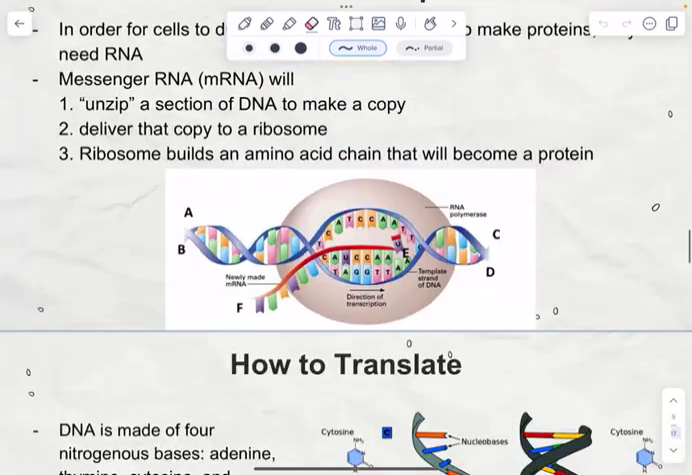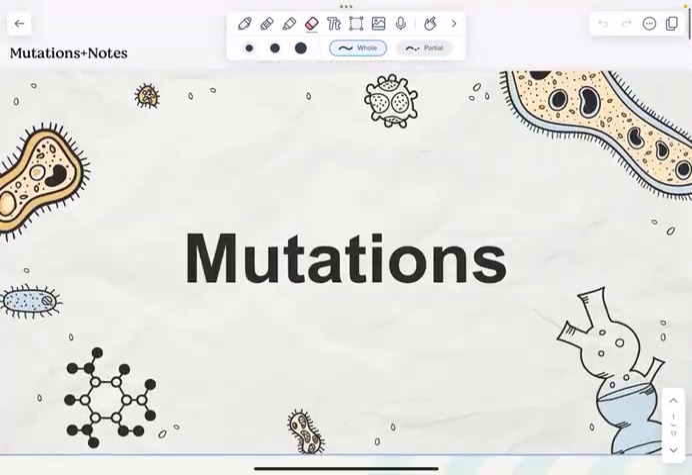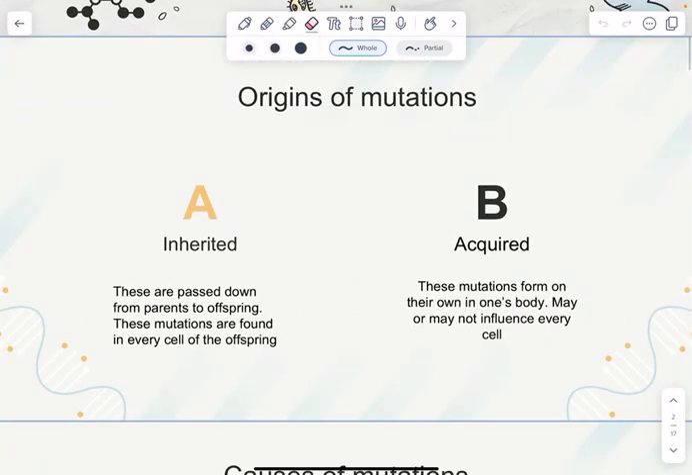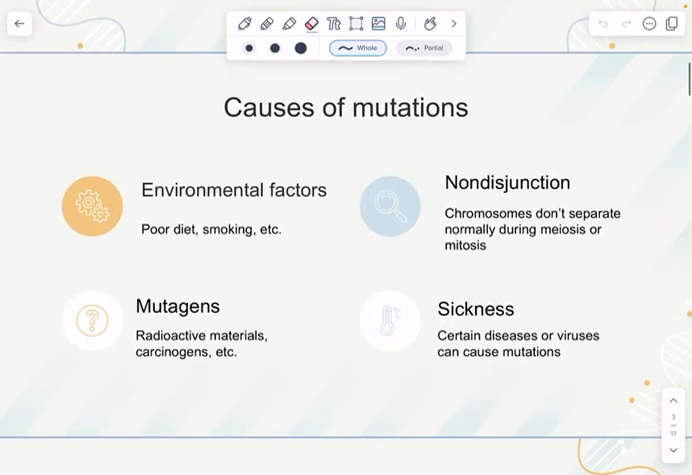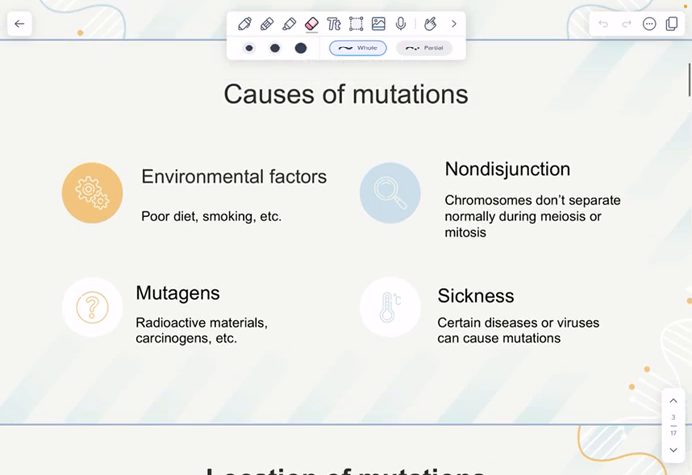Alrighty, let's talk about mutations. There are two origins of mutations. You can either inherit them, meaning that the original mutation came from either mom or dad, and when the two cells combined to make you, you were born with that mutation, or you can acquire mutations throughout your lifetime in your own body. Now, there are a bunch of different causes of mutations.